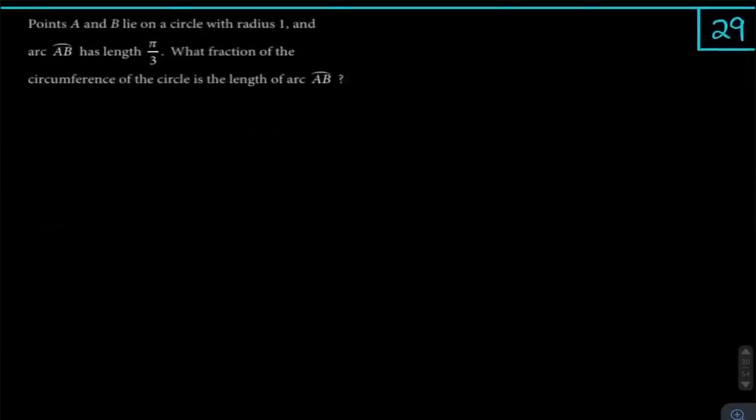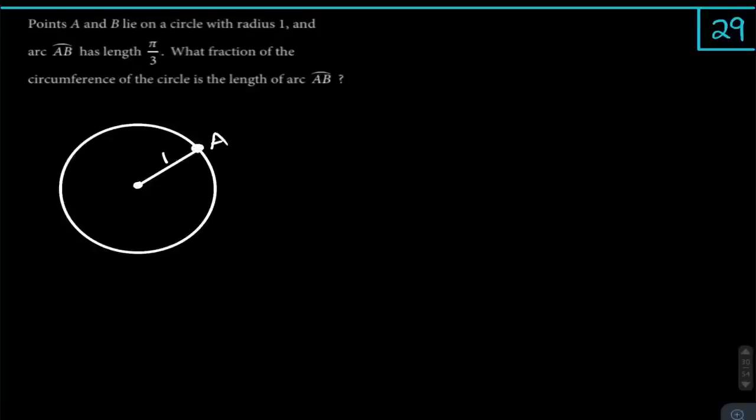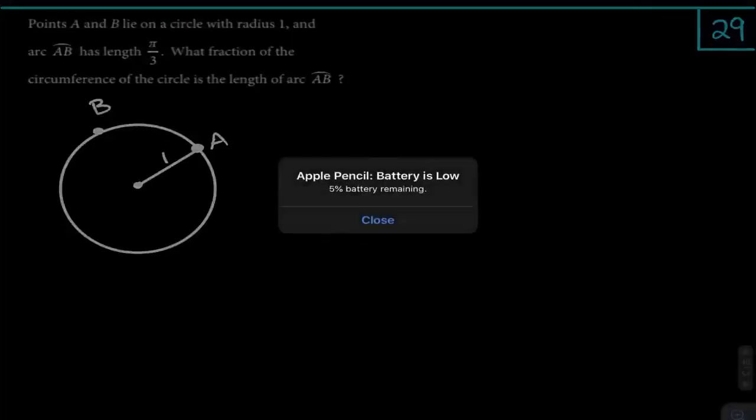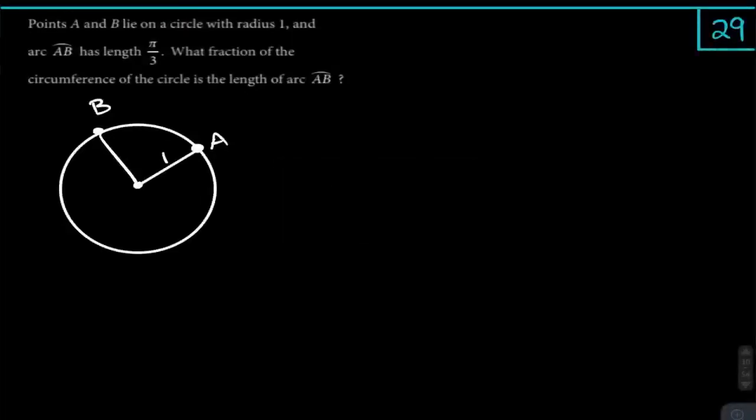Moving on to problem 29. We have that points A and B lie on a circle with radius 1. So let's write that. Oops. Sometimes it works, sometimes it doesn't. So points A and B lie on a circle with radius 1. So we'll draw a circle here, radius 1. And we have that this arc AB has a length of pi over 3. Right? So this arc right here, AB, length of pi over 3.